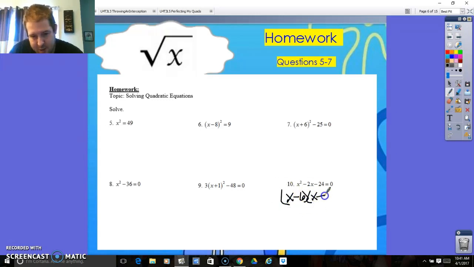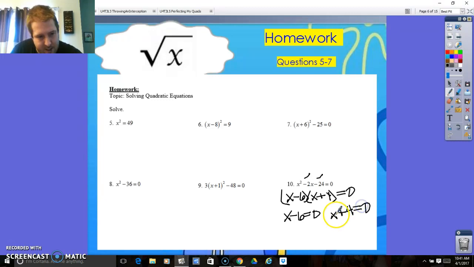I'll check that in a moment to make sure before I go any further. Negative 6 times 4 is negative 24, check. And negative 6 plus 4 is negative 2, check. Set each factor equal to 0, and then I can solve. And I see I'm getting low on time here. So x does equal 6 and x equals negative 4.